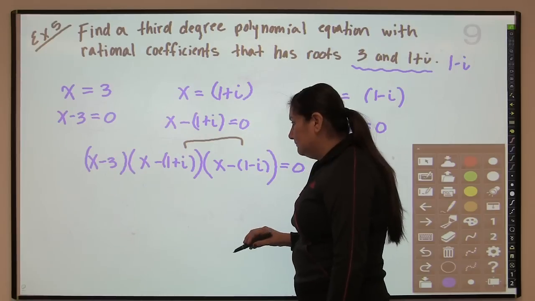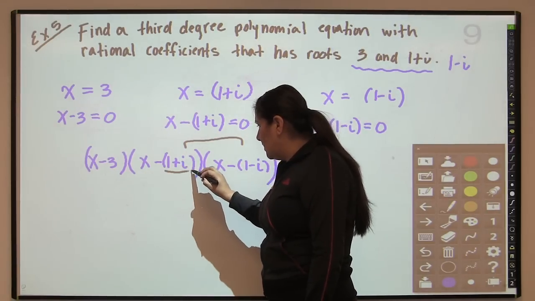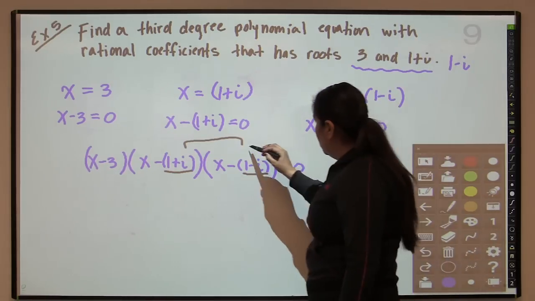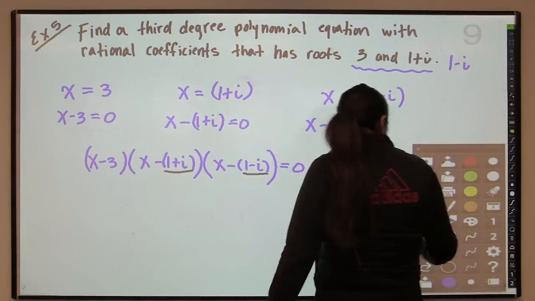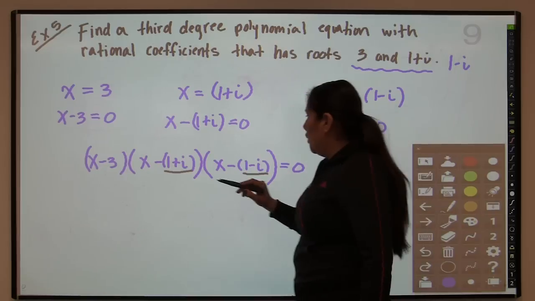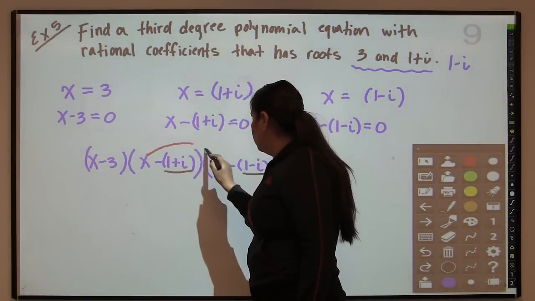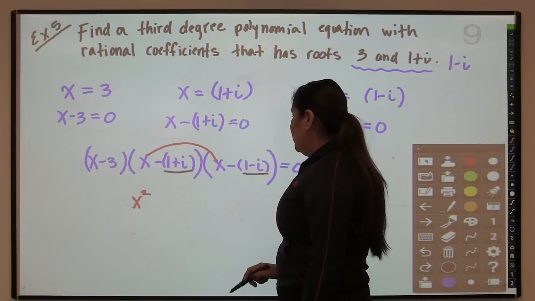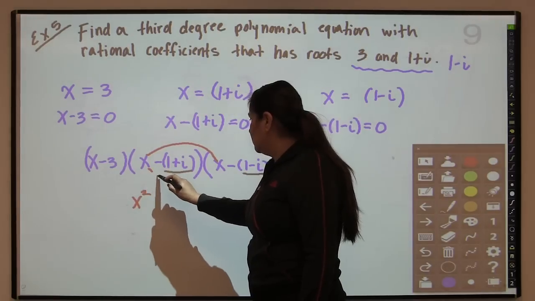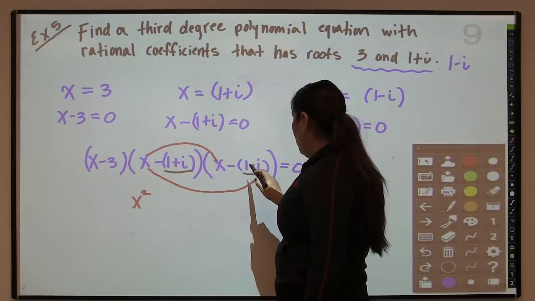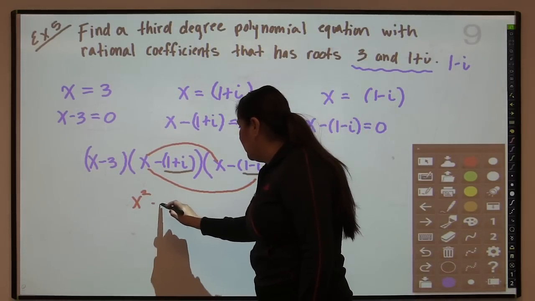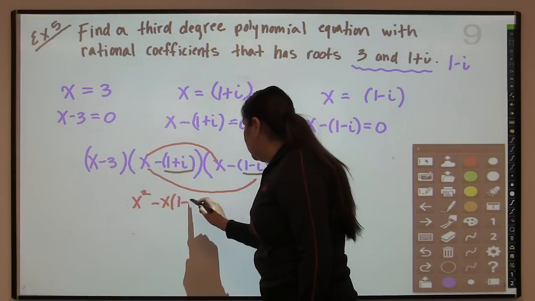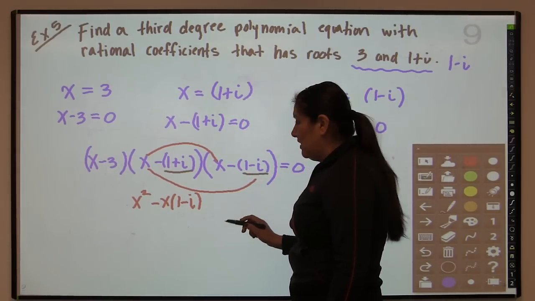So I'm going to FOIL, and I'm going to treat this as one whole number by itself. Okay, and we're going to FOIL. So I'm going to erase this here so I can do my FOILing here. And FOIL says F is first times first, so x times x is x squared. The O is outside times outside, so it's going to be x times negative 1 minus i. So it's going to be negative x, because of the positive x and the negative 1, negative x times 1 minus i. Notice that I am not distributing anything yet.